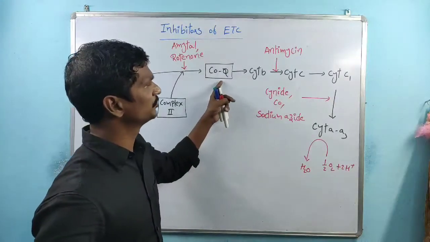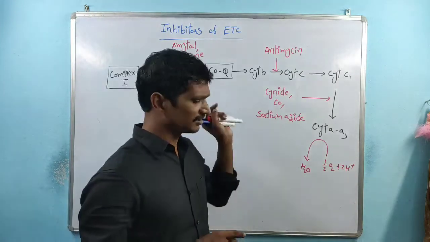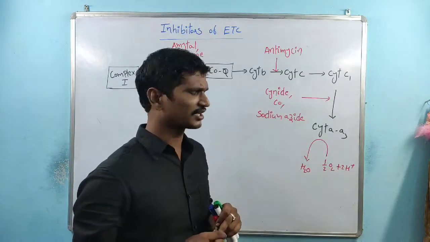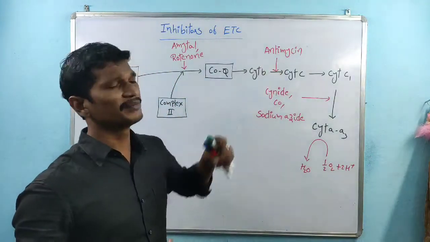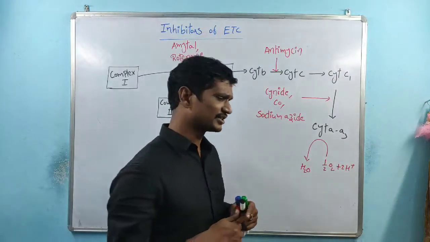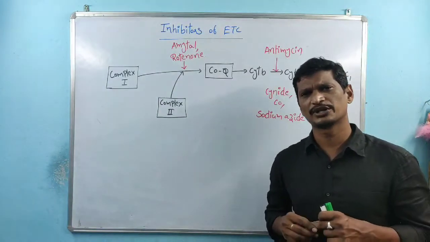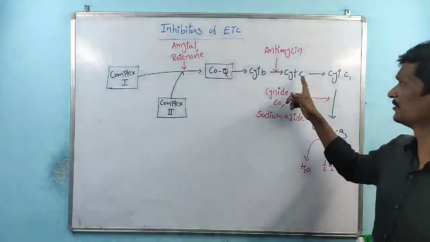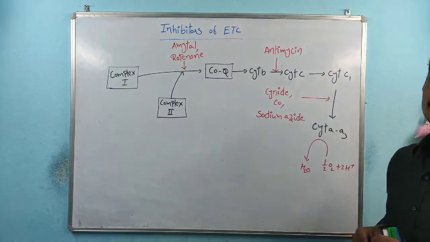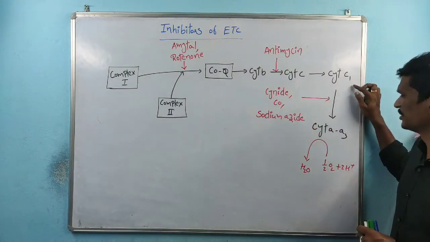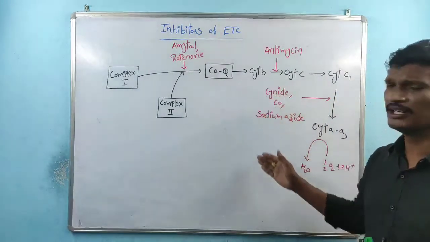After coenzyme Q, the next one is cytochrome B. Naturally it transports electrons from cytochrome B to cytochrome C, right? Here antimycin is the inhibitor. Remember, these are the inhibitors which block the transportation of electrons. After that, electrons are transported from cytochrome C to cytochrome C1, and then from cytochrome C1 to cytochrome A3. Remember, this is the main area.